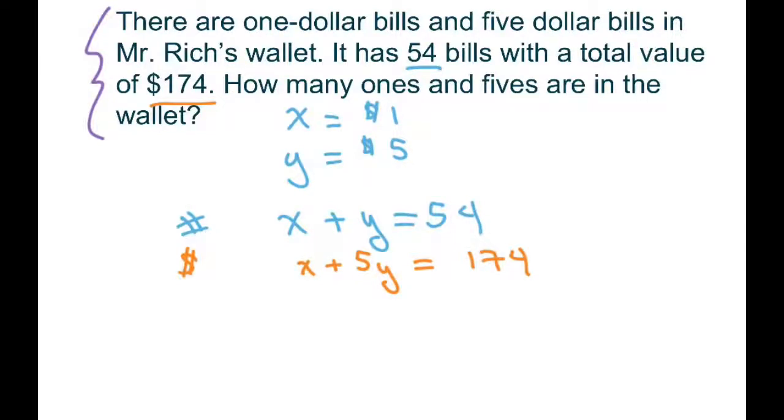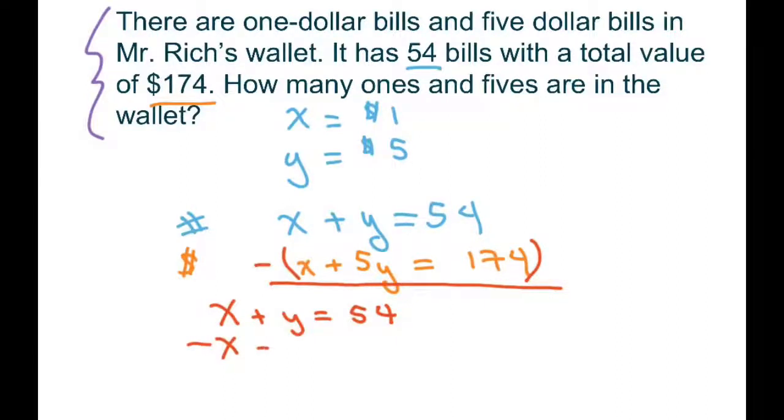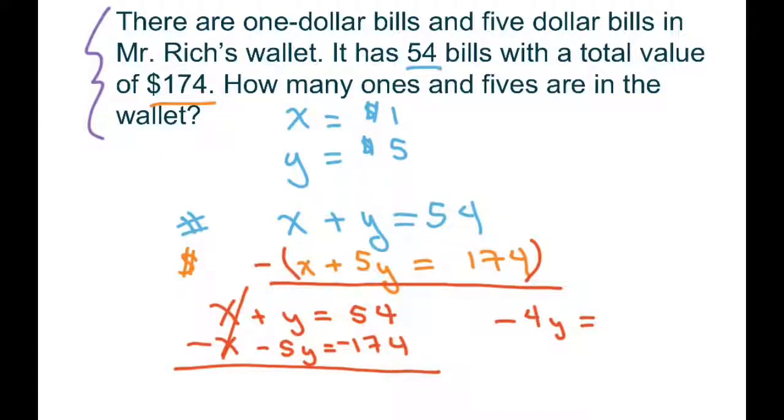Basically, I'm going to use the process of elimination and subtract this whole thing. So let's negate everything, since this is the beginning. We have X plus Y equals 54, and we want to negate this whole thing, so that's negative X minus 5Y equals negative 174. When you add this now, you just combine. X minus X is 0, so that eliminated the X, hence process of elimination. Y minus 5Y is negative 4Y. And 174 minus 54 is 120, but it's negative because we're doing the negative.